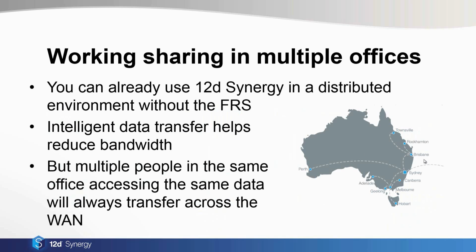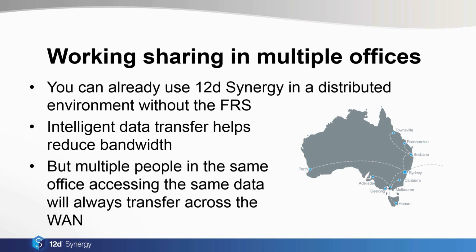You can already use 12D Synergy to work share in a distributed environment without using the FRS. So if you have offices in Brisbane and Sydney and Melbourne, your users can still access data from any of those offices using 12D Synergy, and our intelligent data transfer tools help reduce the bandwidth significantly by only delivering the changes that people need. However, if there are multiple people in the same office accessing the same data, then the first time they do this, they're all going to be delivered the same change. So if you've got 5 people in your Brisbane office opening the same version of the same 12D model project, they're all going to get a copy of the changes the first time. And these changes could be large.